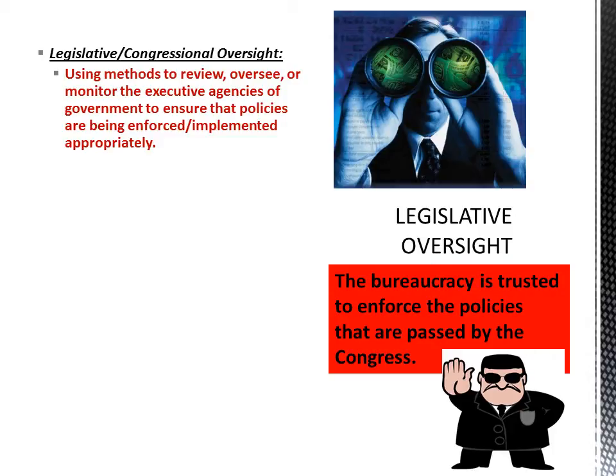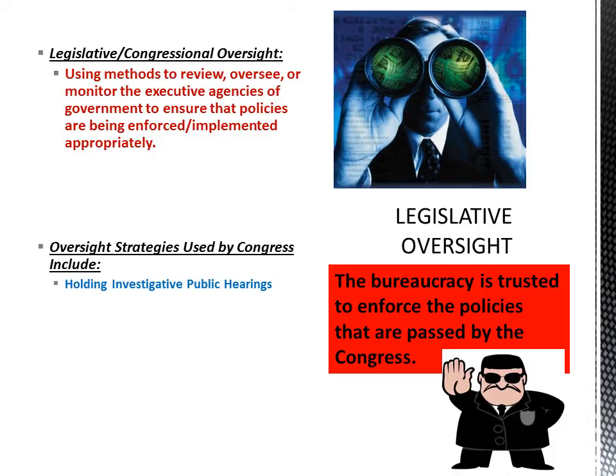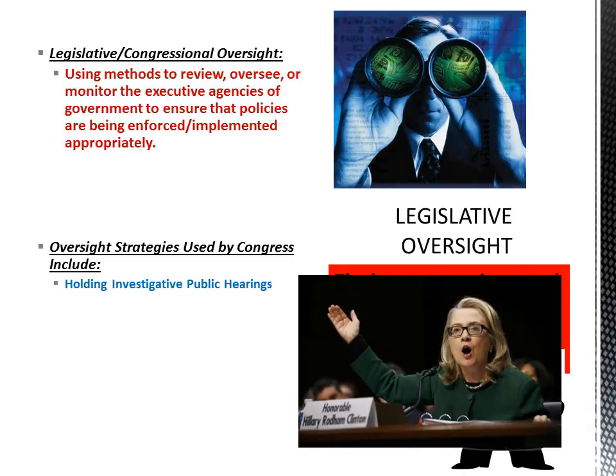This is where Congress uses a variety of methods to review, oversee, or monitor the activities of the executive agencies to ensure that their policies are being enforced or implemented appropriately. There are several measures that Congress will take to exercise oversight. One is holding investigative public hearings in which they call people from the executive agency into their chambers and try to get to the bottom of a story or expose corruption.